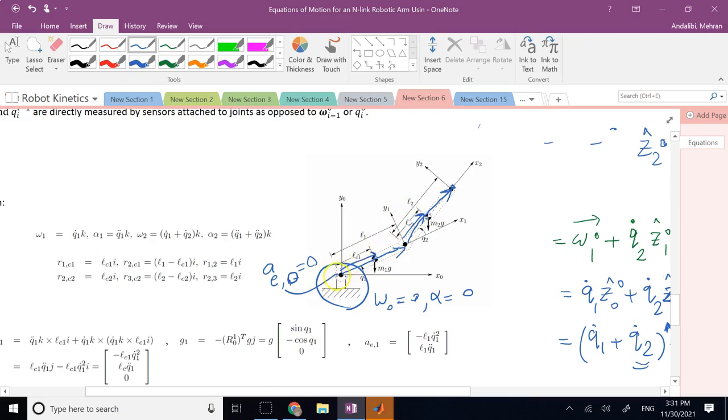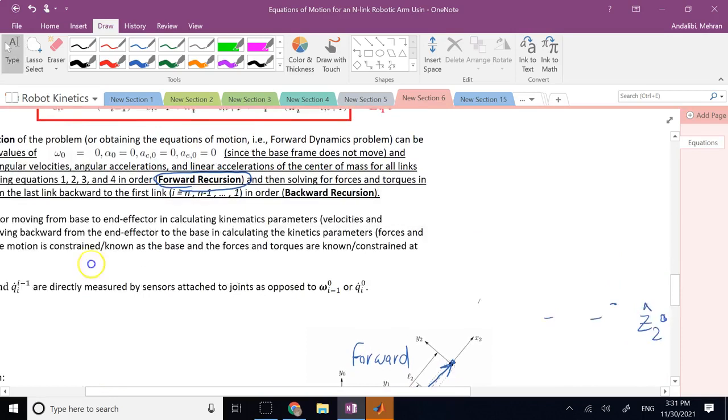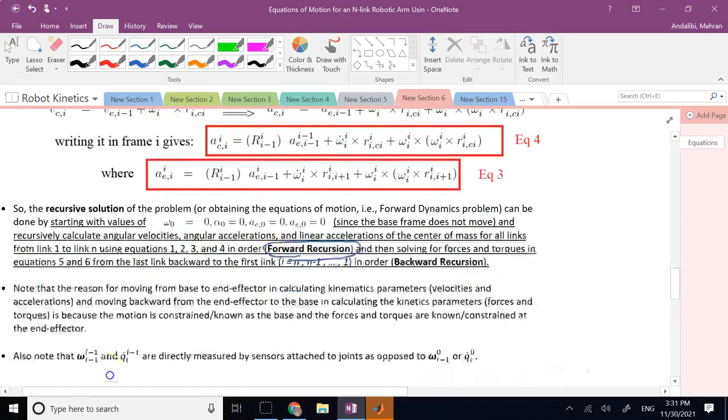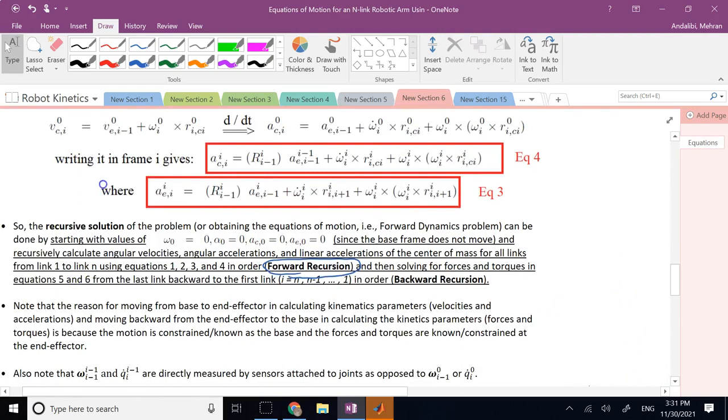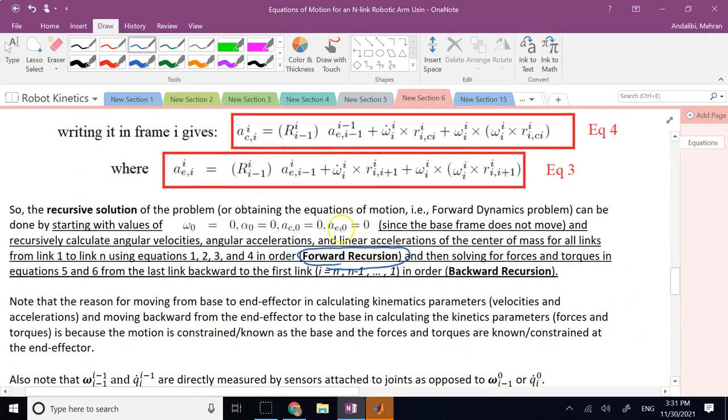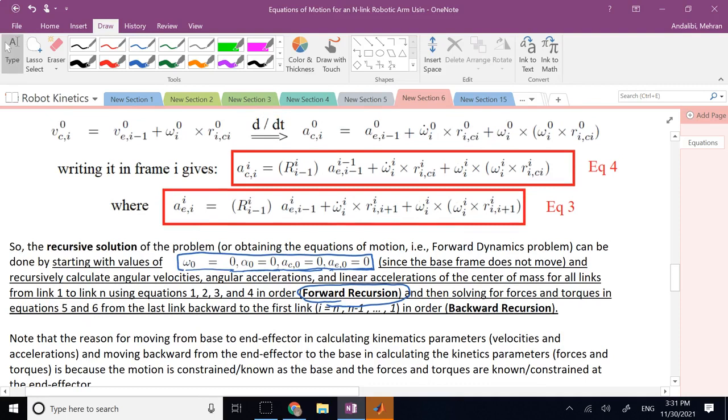Because I move from frame 0 to frame n, this is called the forward recursion. Once I know frame 0, I can get frame 1. Once I know 1, I can get frame 2, and so on. That's what we call forward recursion, equations 1 to 5. What are the initial conditions that you need? Omega of 0 is 0, alpha of 0 is 0, a of c 0 is 0, a of e at 0 is 0, because the base frame does not move. So you start with this, and we find all a's, alphas, and omegas.